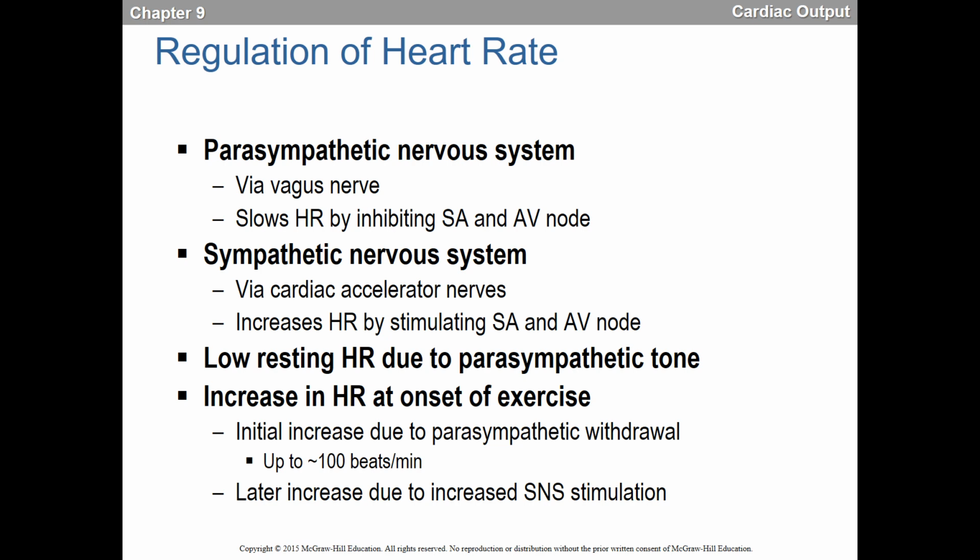Now, low resting heart rate, that's due to what's called parasympathetic tone or vagal tone. That's what that is. And typically, if someone has a resting heart rate that's below 60 beats per minute, that's called bradycardia.